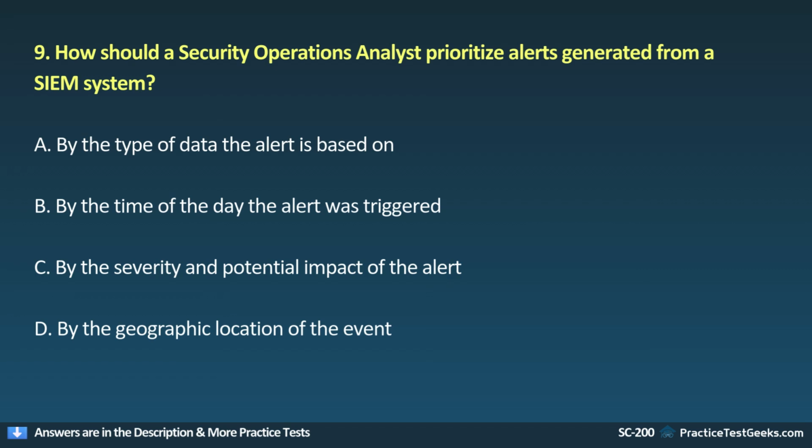9. How should a security operations analyst prioritize alerts generated from a SIEM system? A. By the type of data the alert is based on. B. By the time of the day the alert was triggered. C. By the severity and potential impact of the alert. D. By the geographic location of the event.